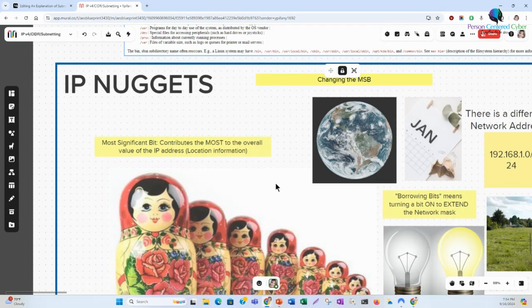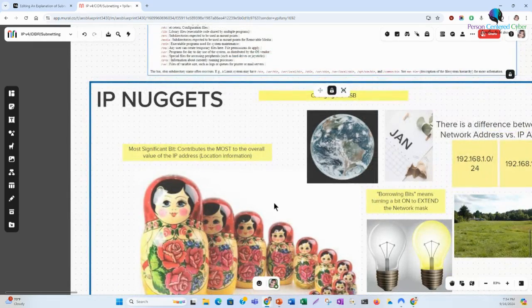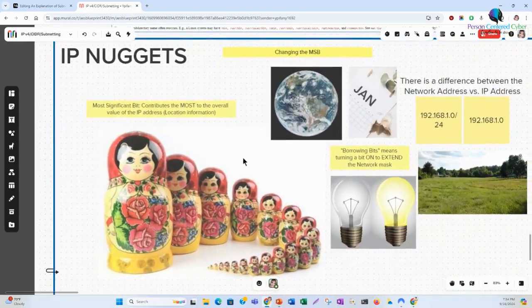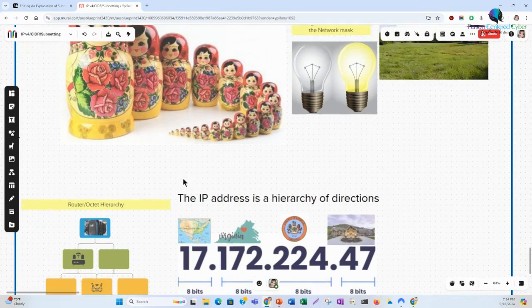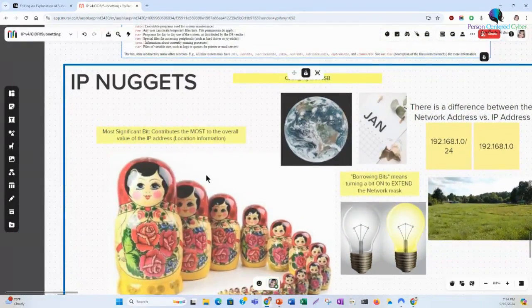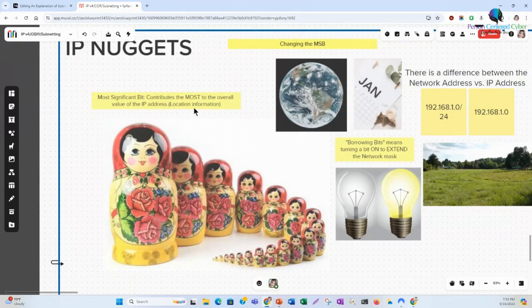The most significant bit contributes the most to the overall value of the IP address. So you have an IP address right here. They tell you the most significant bit is, for each octet, the one furthest to the left. Now, what does that mean? That means that it gives the IP the most value.